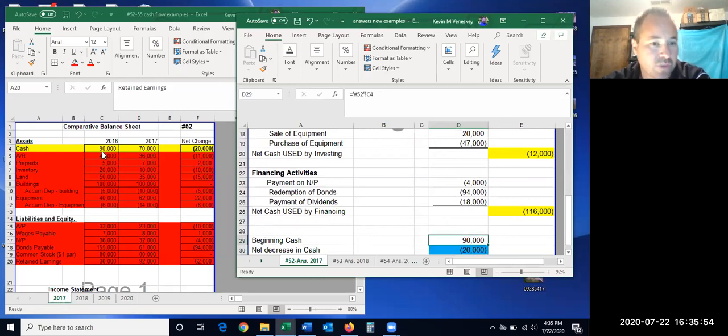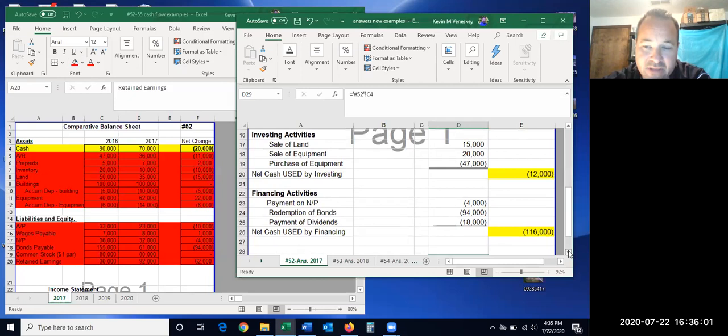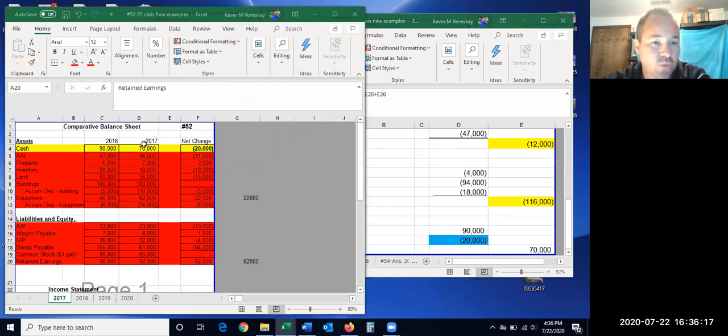Beginning cash was 90. When you add up the three yellows, the 108, and then minus the 12, minus the 116, you should get negative 20,000. And that just happens to be the exact same as this, which it always should be. And then when you add up these two together, 70 grand, that's what my cash is here. So I've explained why the cash went down $20,000. And that would be the indirect method.